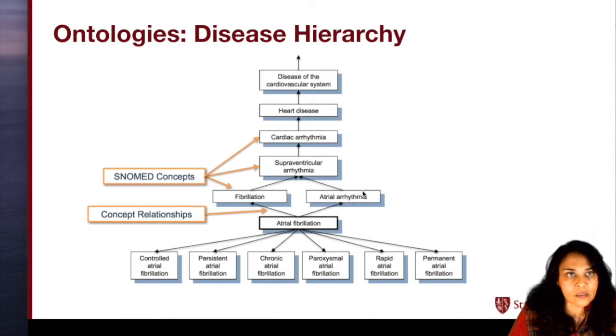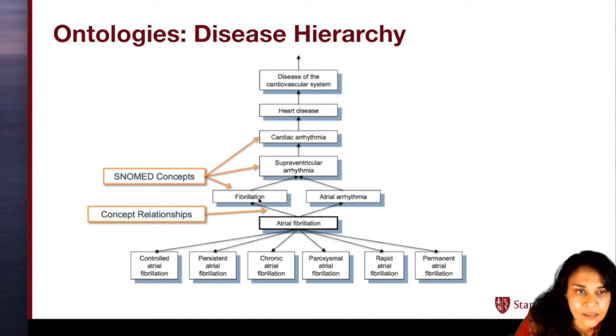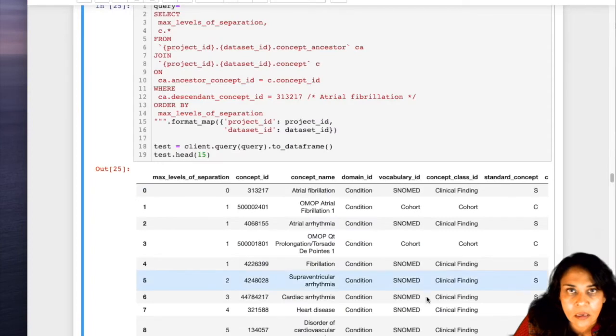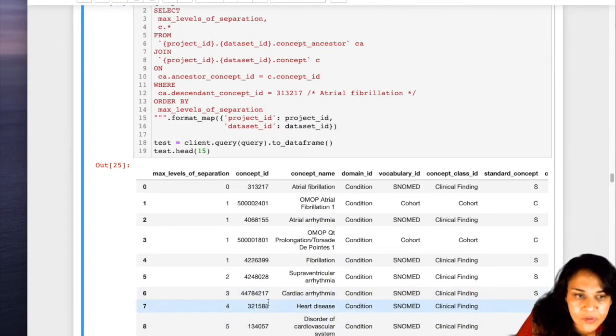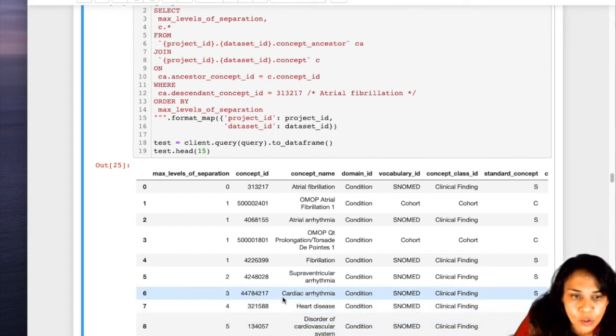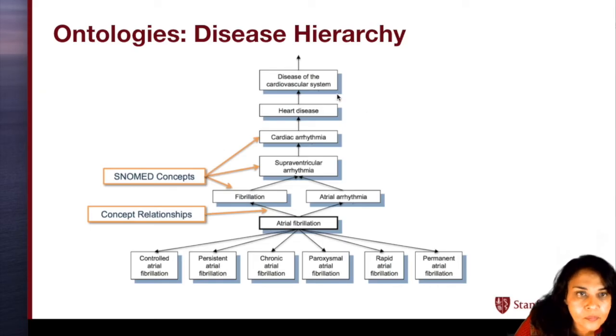Let's go back to this slide deck and see. That's right. Fibrillation and atrial arrhythmia should be at level 1. This is at level 2. This is at level 3, and you can go in and check that that's exactly what you see here. Cardiac arrhythmia is at level 3. Heart disease is at level 4. Disorder of the cardiovascular system is at level 5. And that's what that is.